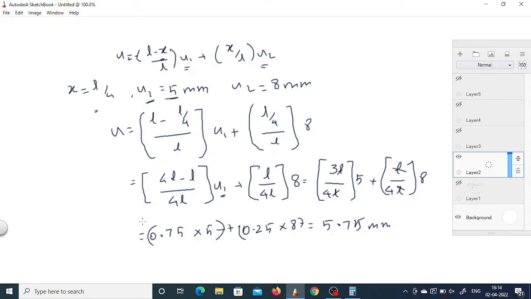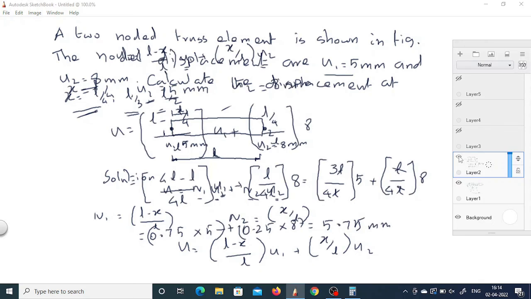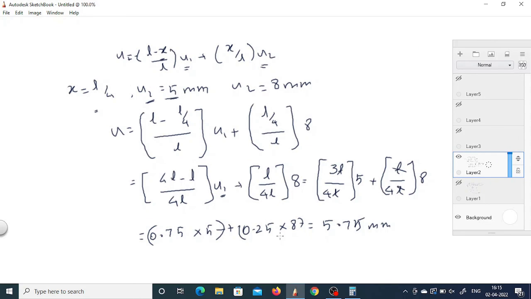The other points in our problem are x equal to L by 3 and x equal to L by 2. If I substitute and calculate in the same manner, for x equal to L by 3 I get u equal to 6 mm. If I substitute x equal to L by 2, I get u equal to 6.5 mm.